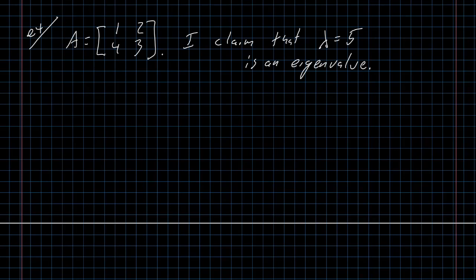All right, so let's take a look at this matrix. 1, 2, 4, 3. I claim that lambda equals 5 is an eigenvalue of this matrix. And in order to verify that, I need to find a vector x such that A times x is equal to 5x.